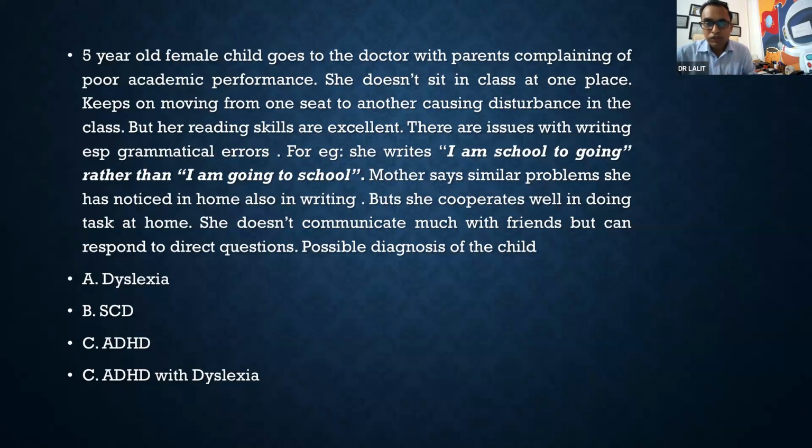Also, the important thing is she doesn't communicate much with friends because he has pragmatic issues. He cannot speak the right formation of the sentence. Pragmatic means the formation of the sentence should be in the right form. The pen is on the table. He might say table on the pen. So that is what we call pragmatic. As a result, she doesn't communicate much with friends, but he can respond to direct questions.